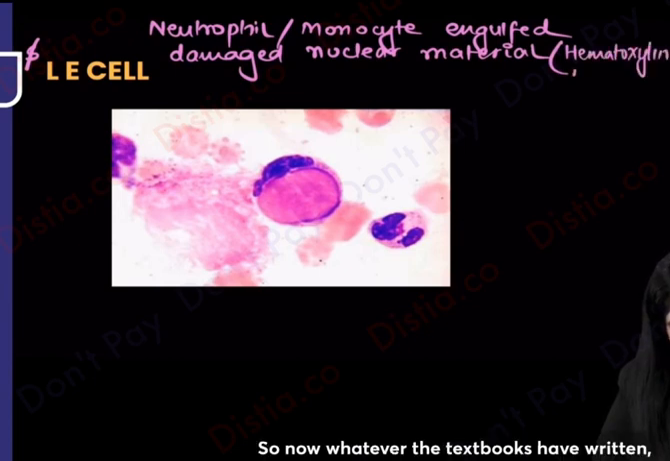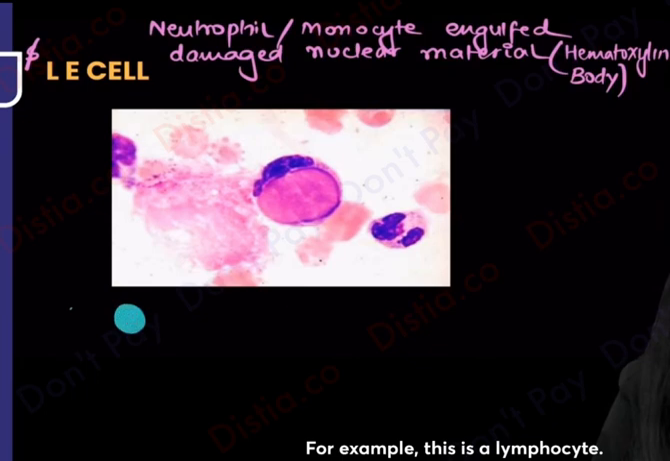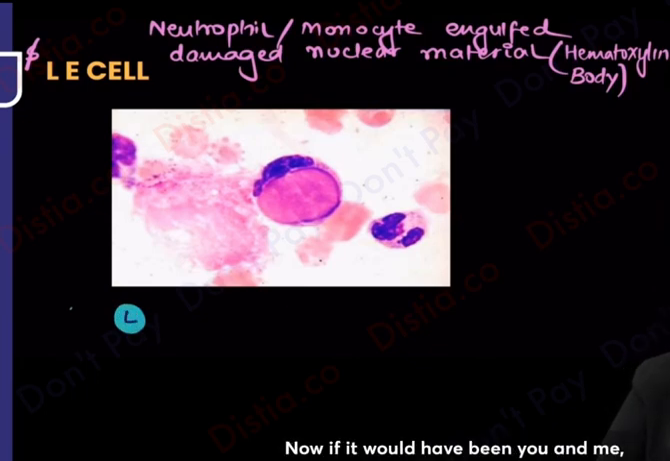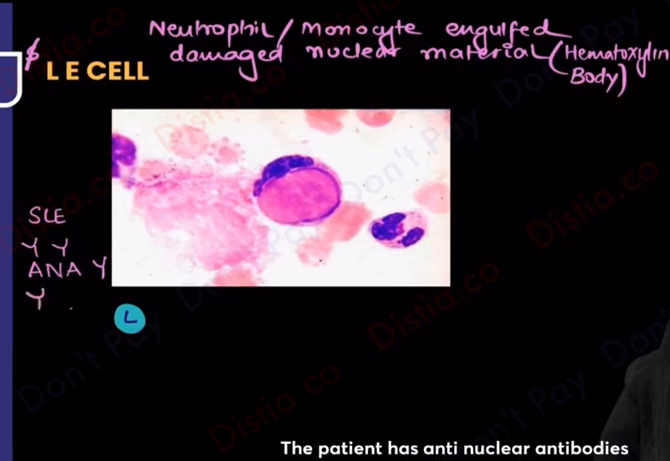So now, whatever the textbooks have written, I have to put some sense into it. Think logically. I have drawn one lymphocyte over here. For example, this is a lymphocyte, a regular, normal cell of your body. Now, if it would have been you and me, my lymphocyte would have been roaming around normally. But I realized that this patient has anti-nuclear antibodies. This is a case of SLE. The patient has anti-nuclear antibodies roaming around in his blood.